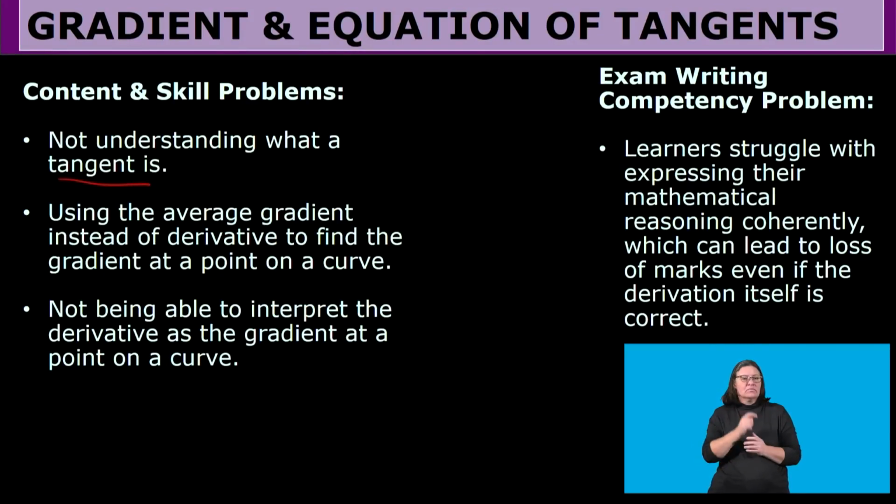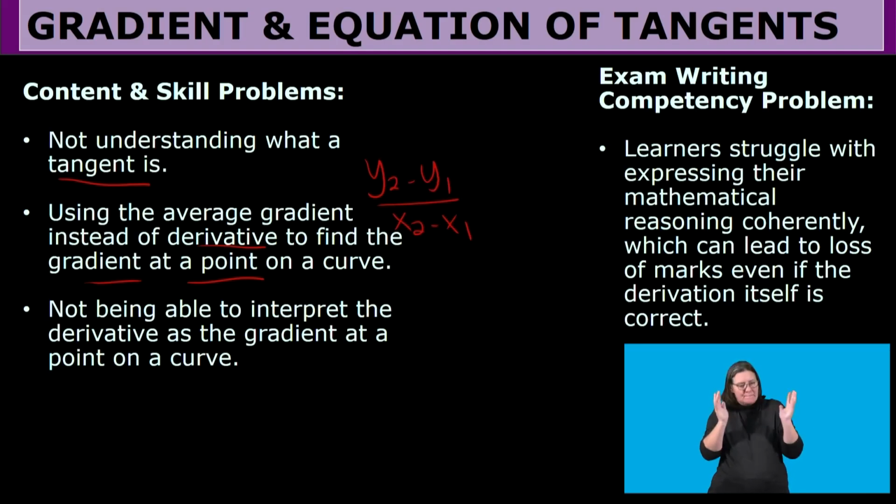Another mistake is using the average gradient instead of the derivative. Derivative, we're going to say it over and over again. Derivative gives us the gradient at a point. The average gradient, which is this formula here, this can only be used for straight lines. We do not track changes using that formula. When the derivative changes throughout the curve, we need to use this derivative and the point that we need to find the gradient of. Okay?